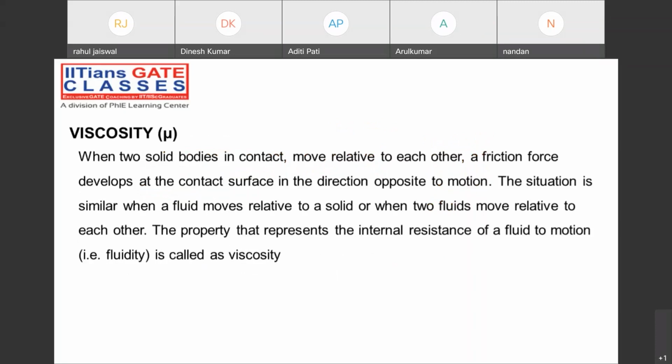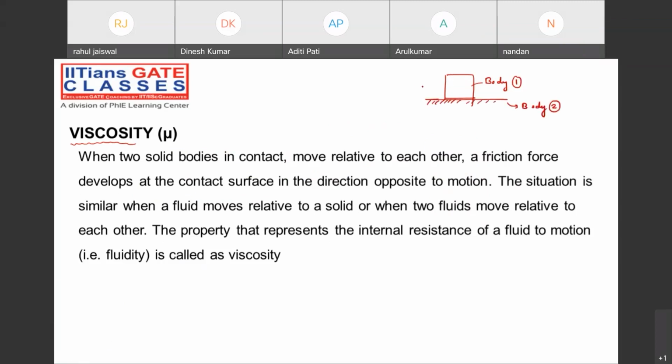Note down the term viscosity. It's also a fluid property. But what is so special about viscosity? That is also a very important thing, right? Whenever two bodies are in contact, let's suppose this body is body number 1, and the ground surface, which is fixed, I'm assuming to be body number 2.